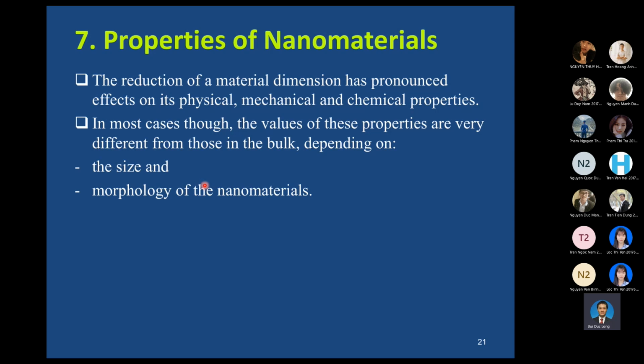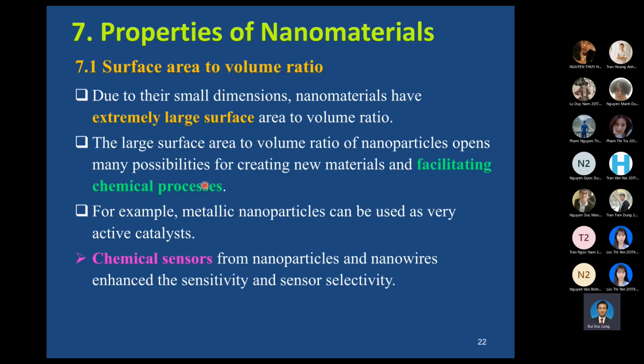So we will go into detail on the different properties of nanomaterial. One of the very important properties of nanomaterial, which makes the difference from the bulk material, is surface area to volume ratio. So this is very important.